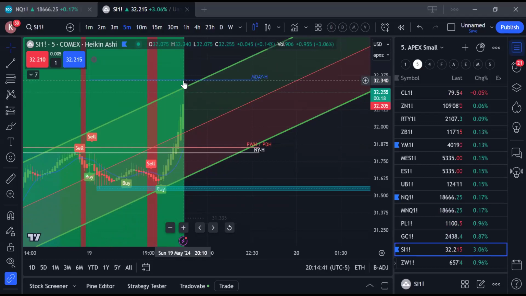Yeah, it can touch this Monday high and then we may see a reversal. But because the trend is very bullish, we won't take the short.